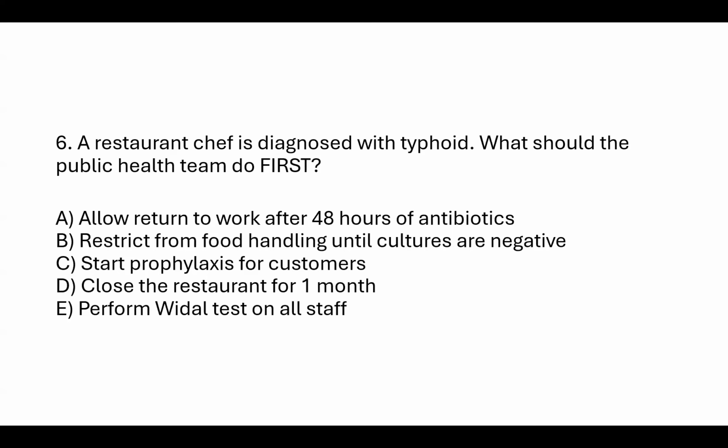A restaurant chef is diagnosed with typhoid. What should the public health team do first? Allow return to work after 48 hours of antibiotic. Restrict from food handling until cultures are negative. Start prophylaxis for customers. Close the restaurant for 1 month. Perform Widal test on all staff. B. Yes, it's B.